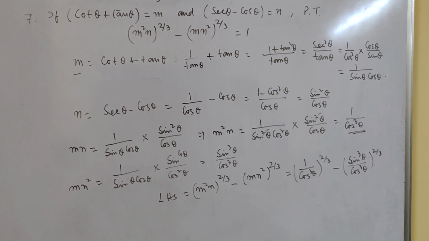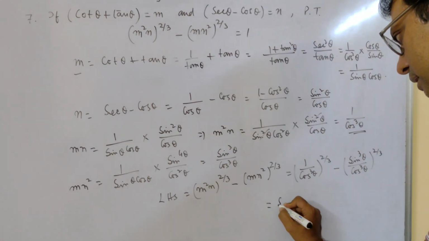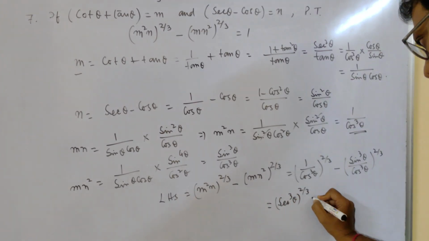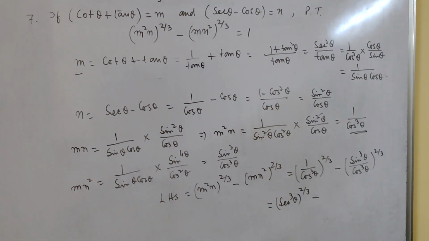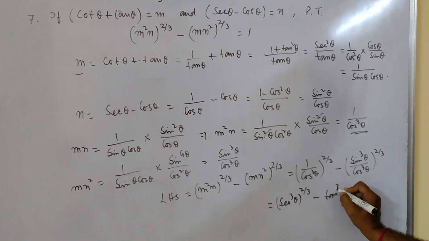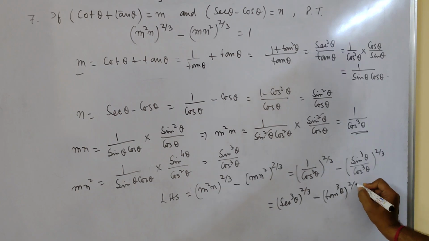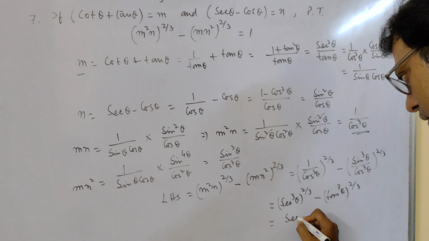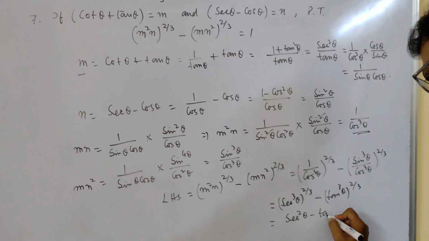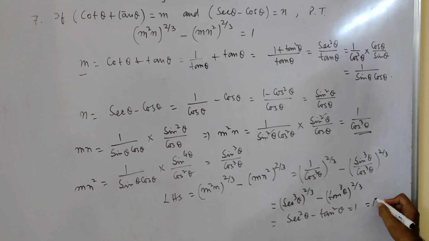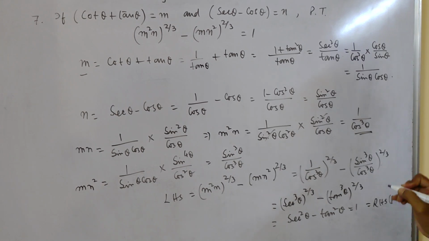So what we may write here, it is sec cube theta to the power 2 by 3 minus tan cube theta to the power 2 by 3. So these threes cancel out. So this is sec squared theta minus tan squared theta, which is equal to 1, and that is equal to the right hand side. Proved.